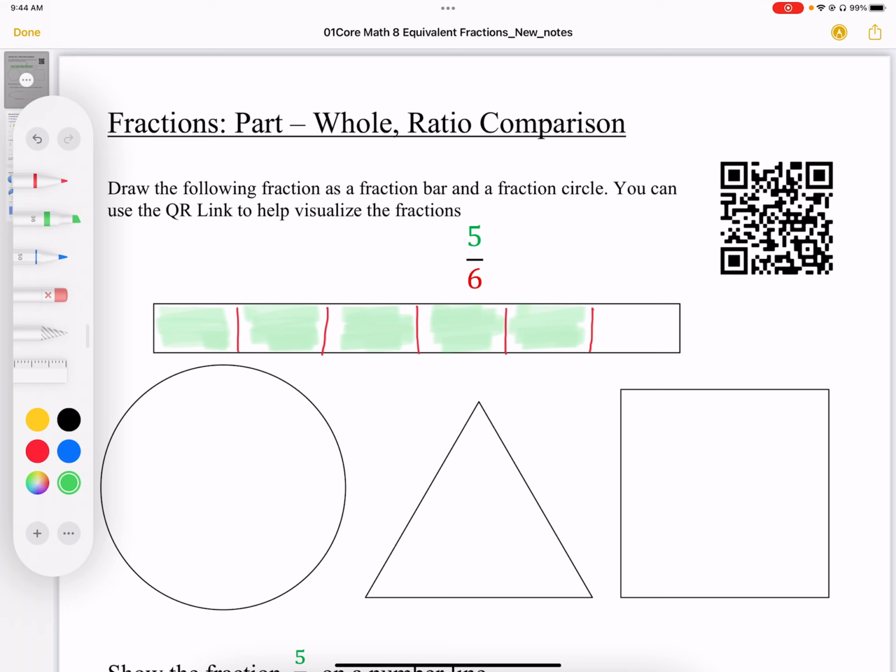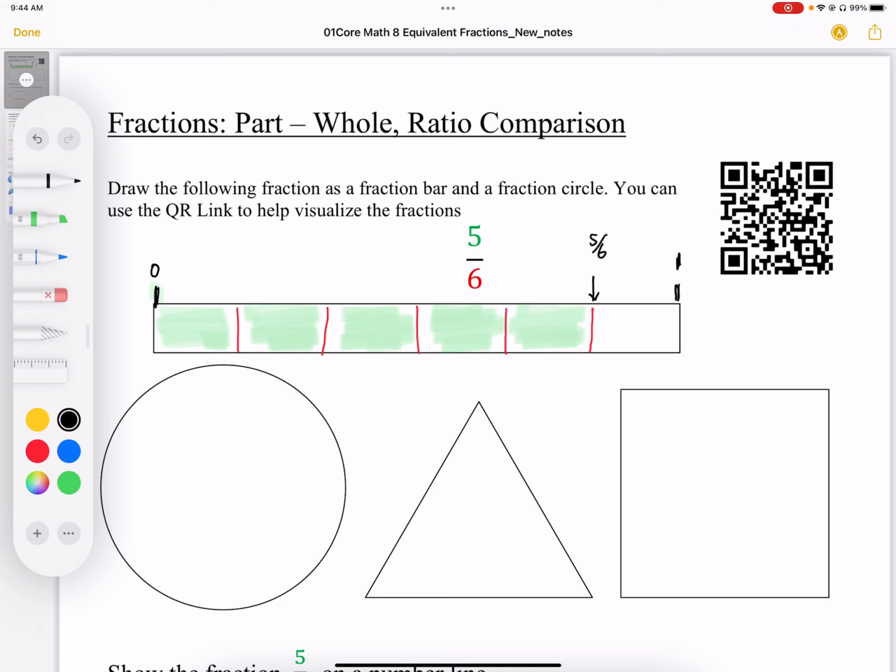So that represents 5/6. Now we can also think of this as a number line. So we can think of this edge as 0 on the number line, and we can think of this edge as 1 whole on the number line. And that part right there on the number line represents 5/6 as a number on the number line.